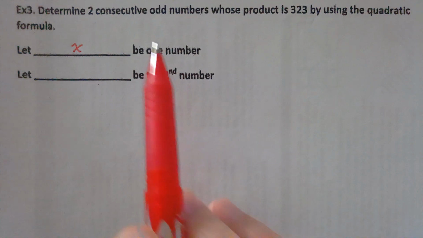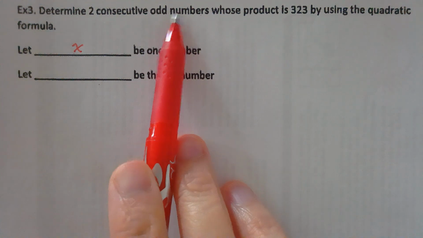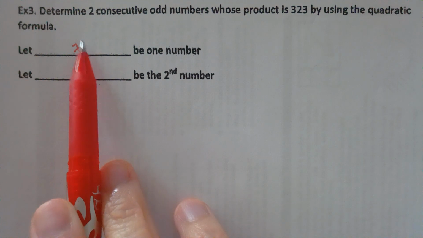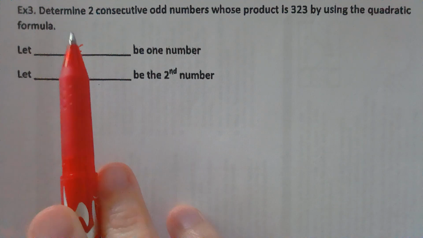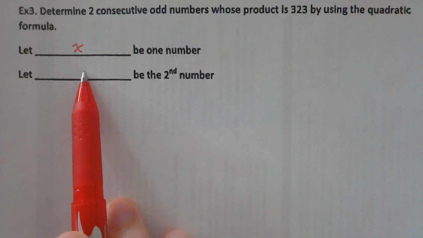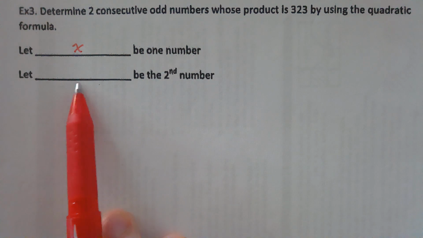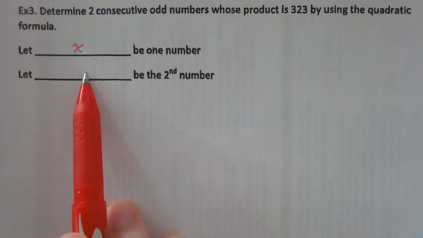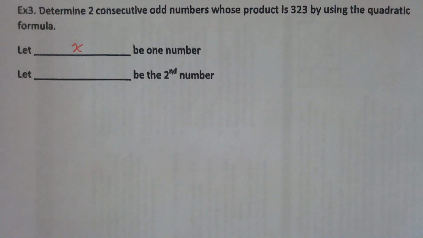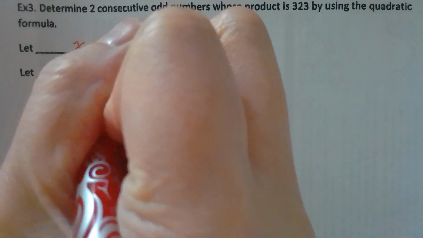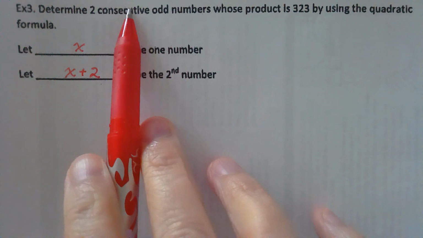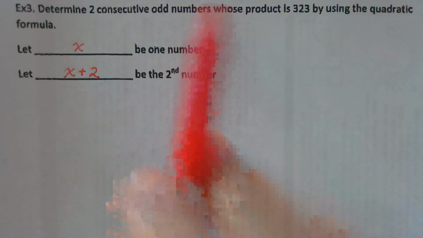Not 2x, it's 2 consecutive odd numbers. So like, let's say if this was 1, my next number would be 3. If this was 25, this would be 27. So then? x plus 1 or 2? 2, right, x plus 2. Okay, because I want 2 consecutive odd numbers.